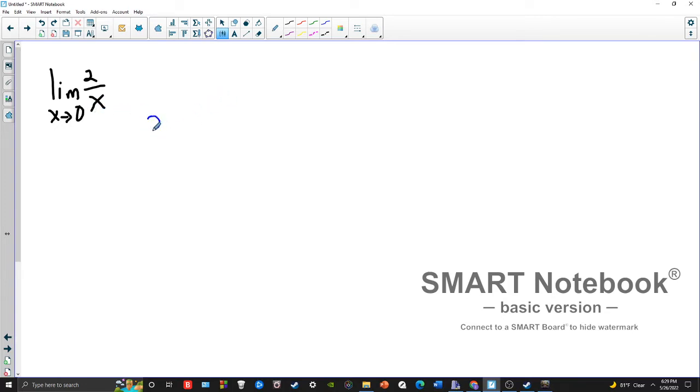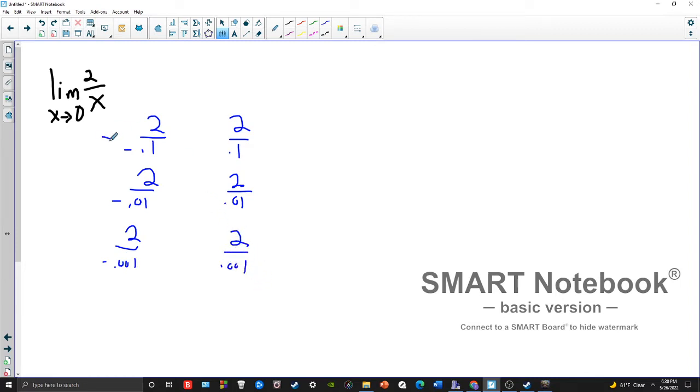So what's close to 0? Well, I can do 2 divided by negative 0.1 and 2 divided by positive 0.1. Those are pretty close to 0. And then I can do 2 divided by negative 0.01 and 2 divided by positive 0.01. Again, getting closer to 0 that way. This is getting closer to 0 on the left, and this is getting closer to 0 on the right, because in order for the limit to have an answer, the left and right approaches have to be the same. Usually we do about 3 or so, so 0.001 and so on. Again, I'm just picking numbers that are close to 0 so I can see what's happening here.